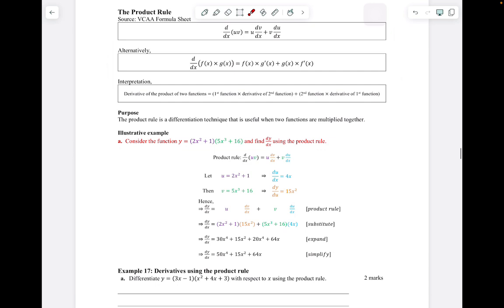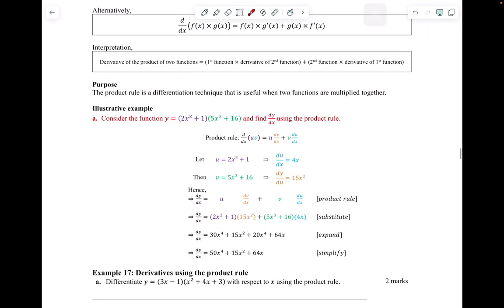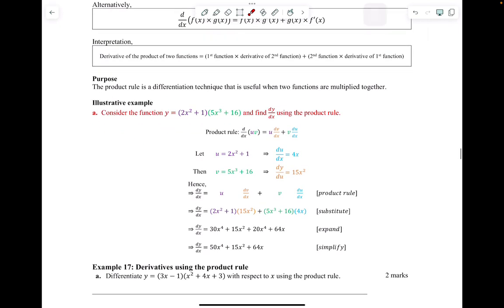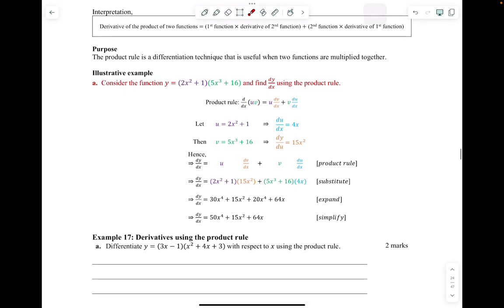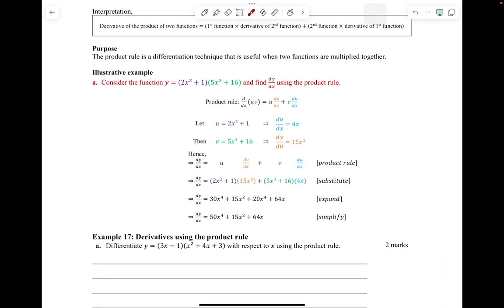Okay, so let's put that into practice through this illustrative example, and then I'll go through two examples below. The illustrative example says, consider the function y equals (2x squared plus 1) in a bracket times (5x cubed plus 16) in a separate bracket, and find dy/dx using the product rule.